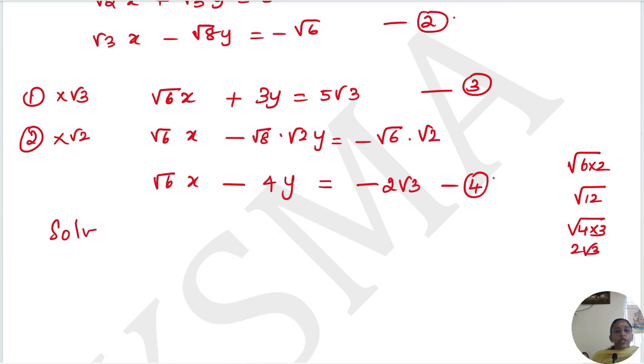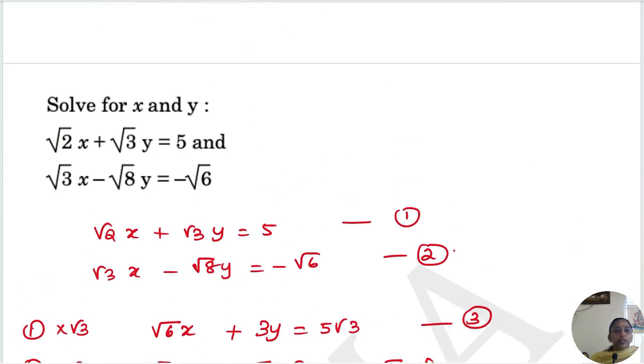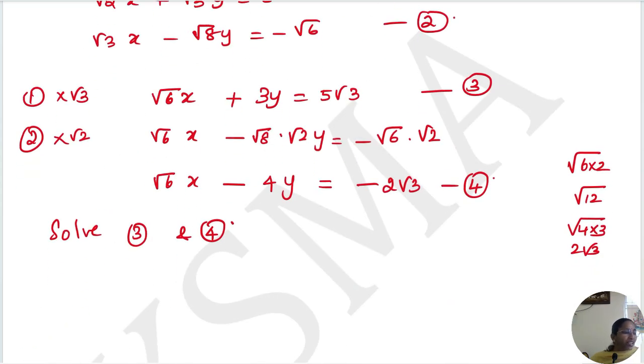Now solve equations number 3 and 4 by either the elimination method or the substitution method. You can go with any method, so that you get x equal to root 2 and y equal to root 3. So this is our answer.